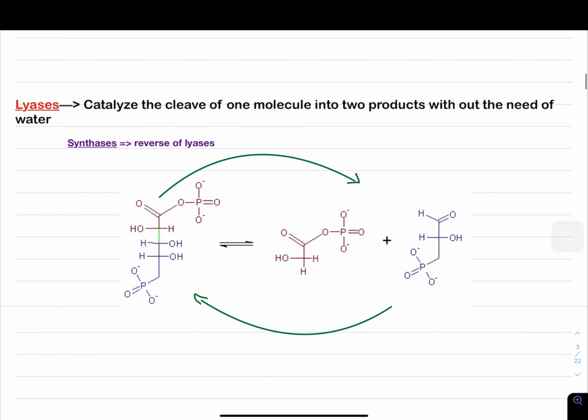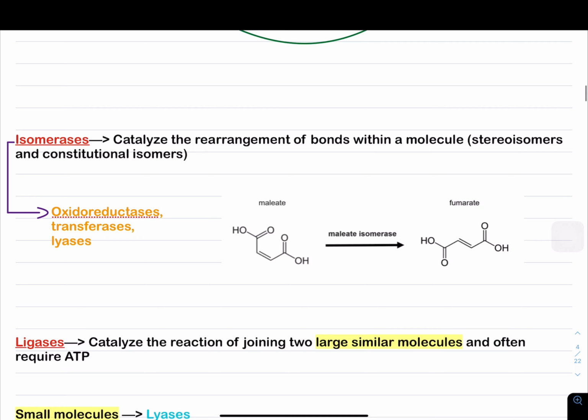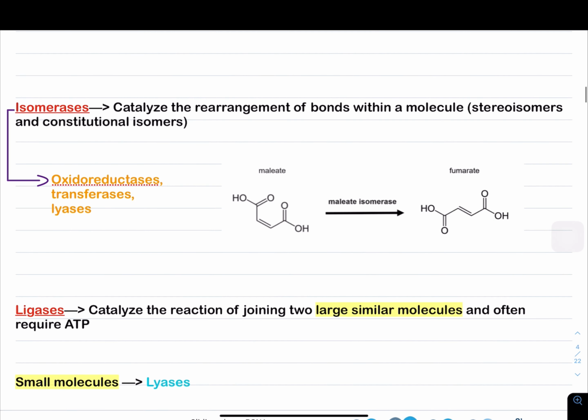Lyases catalyze the cleavage of one molecule into 2 products, as we can see here, and the reverse of it would be called synthase. So the reaction going this way would be catalyzed by lyases, and the reverse would be catalyzed by synthases. Next are the isomerases, and they sound like isomers, which, as we all know, are compounds that contain the exact same number of atoms but a different arrangement of atoms.